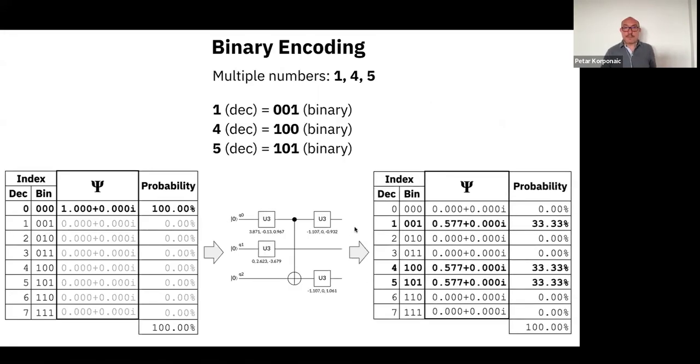Okay, now you can also encode multiple numbers. For example, 1, 4, and 5. When looking at those numbers in binary, we can have a probability of 33% for each of the numbers, and we can store all those 3 numbers in the state vector. And for that we need a more complex circuit. So this is not only like here.